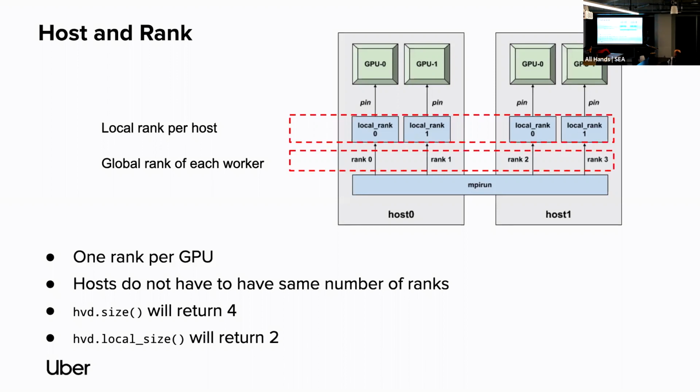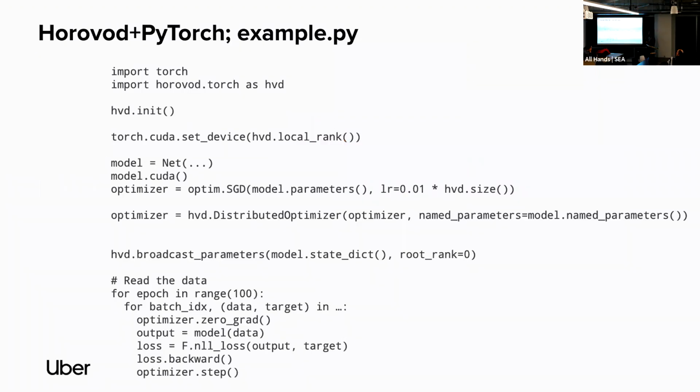So with this understanding of what hosts and ranks are, this is a very simple PyTorch script. It won't compile, so it's not that accurate, but more or less it is a good representation of what you would need to add to your PyTorch code to make it work with Horovod. I'm going to highlight one by one the lines that we have added compared to standard PyTorch, and then later on we'll talk about why we have added each one of those lines.